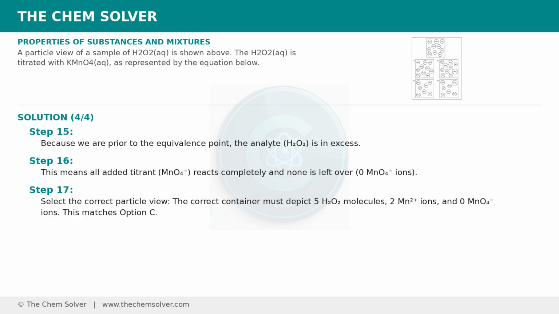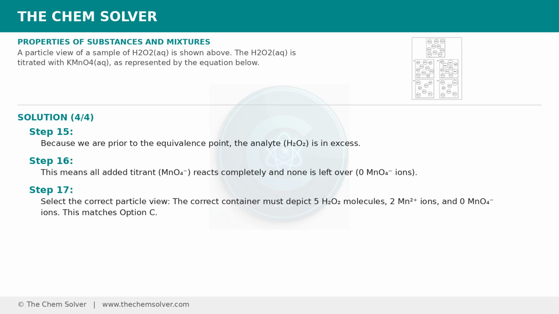Remaining MnO4⁻: because we are prior to the equivalence point, the analyte, H2O2, is in excess. This means all added titrant, MnO4⁻, reacts completely and none is left over. 0 MnO4⁻ ions.